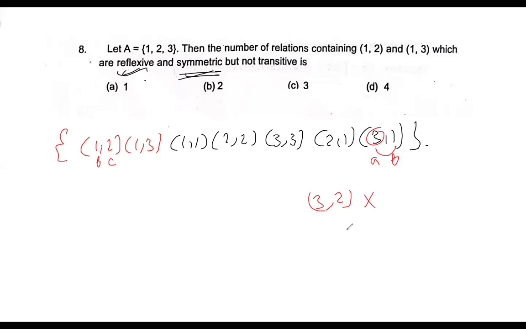So this is the relation, right? Hence we can say that there is only one such possible option. There is one such relation. So A is the correct answer in this case.